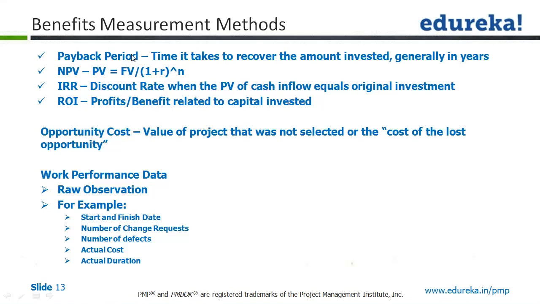In simple words, the value of a project which you have not selected is the value which is known as the opportunity cost. Whatever you have selected, anyway, you are going ahead with that project. So whatever you could not select or whatever you had missed out is something called an opportunity cost.